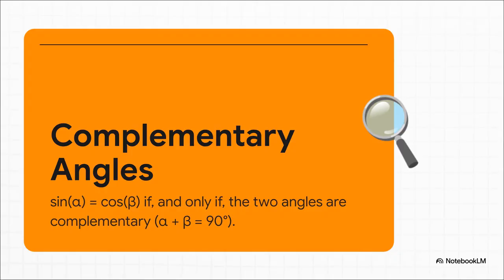The secret here isn't some fancy algebra. It's a simple, powerful trigonometric identity. And this is a core concept right out of the NCERT syllabus. Sine of an angle equals the cosine of another angle if and only if those two angles are complementary, which is just a fancy way of saying they add up to 90 degrees. This is the rule that unlocks the whole problem.